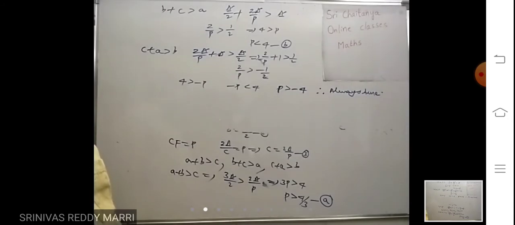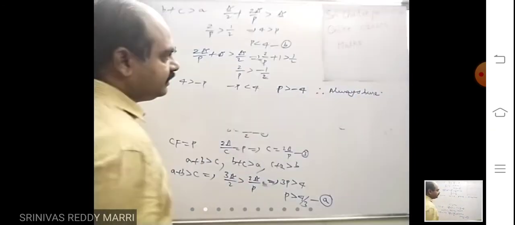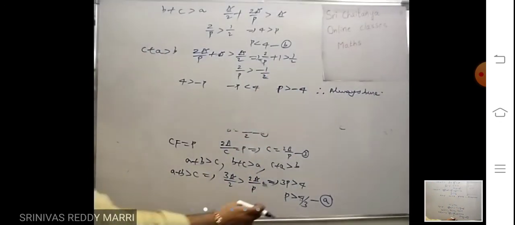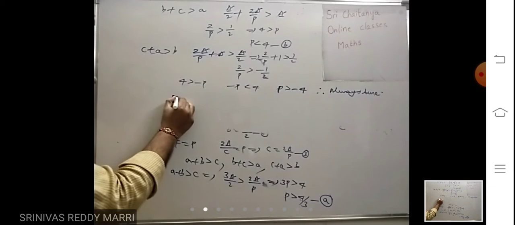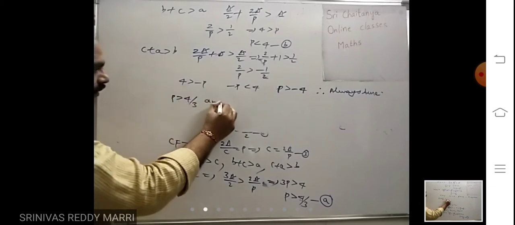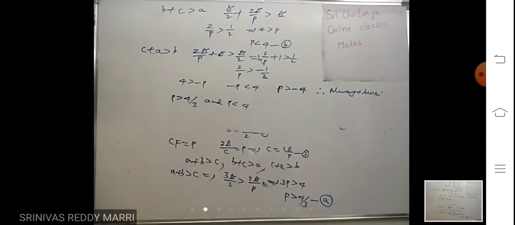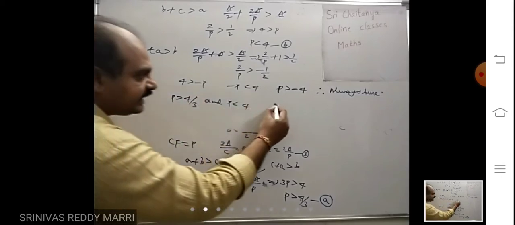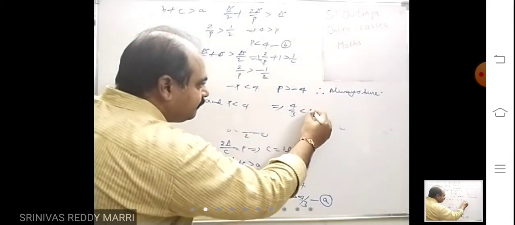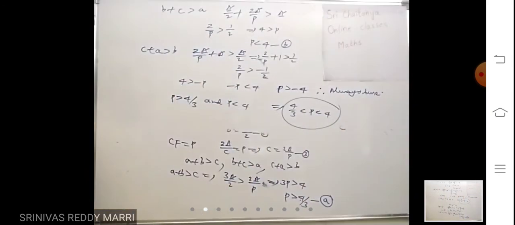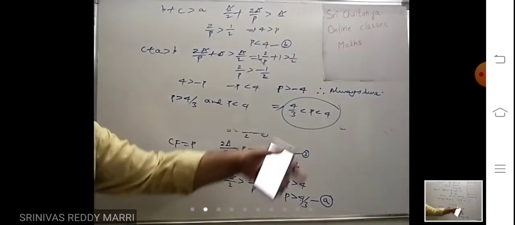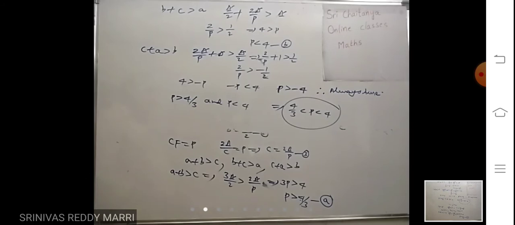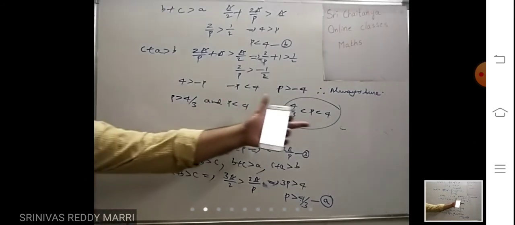Okay? Mute. So look at them. So this is always true. Now look at A and B. From A and B you can say that P must be greater than 4 by 3 and P must be less than 4. That implies P lies between 4 by 3 and 4. That P value, that length of altitude P, always lies between 4 by 3 and 4.